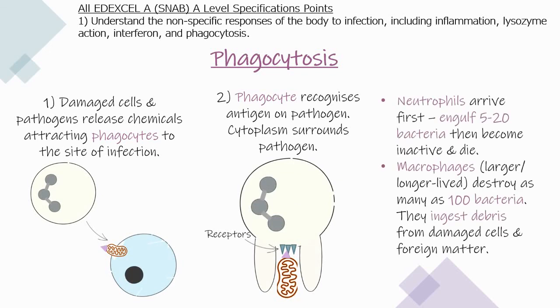So neutrophils arrive first, and they engulf around 5 to 20 bacteria before they become inactive and die. And macrophages, because they're larger and longer lived, destroy as many as 100 bacteria. So they're able to ingest debris from damaged cells and foreign matter.